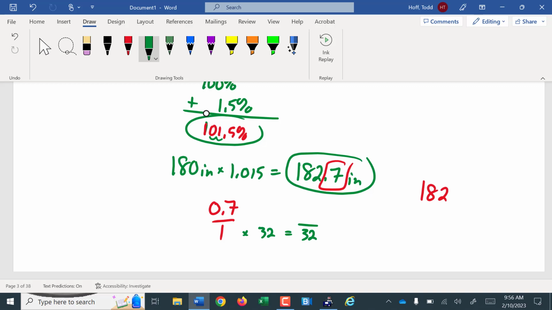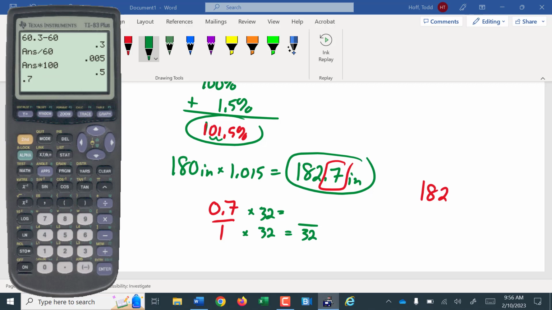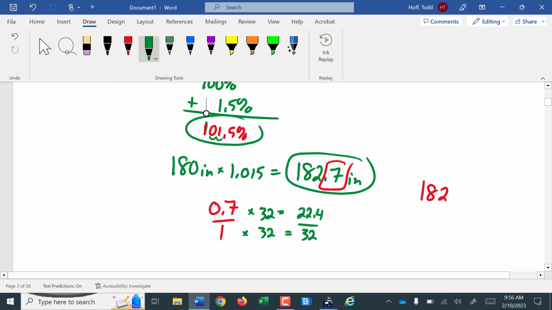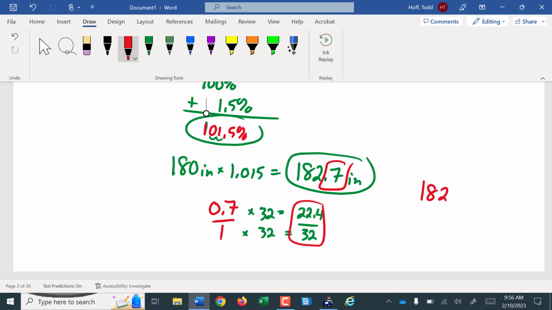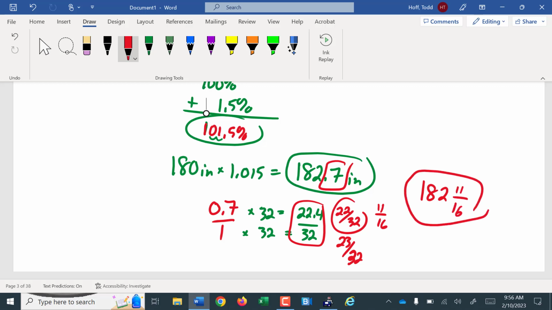and I want the denominator to be 32. So I do 1 times 32 is 32. If I multiply the bottom of a fraction, I have to multiply the top of a fraction. 0.7 times 32 is 22.4. So what this is saying is this is between 22 and 23 32nds. Slightly closer to 22, it's 22.4. That reduces to 11/16. So if I'm measuring that chain, when the overall length is 182 and 11/16 inches, it is time to get rid of it.